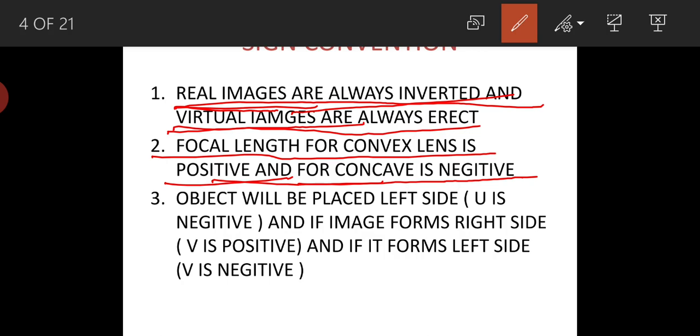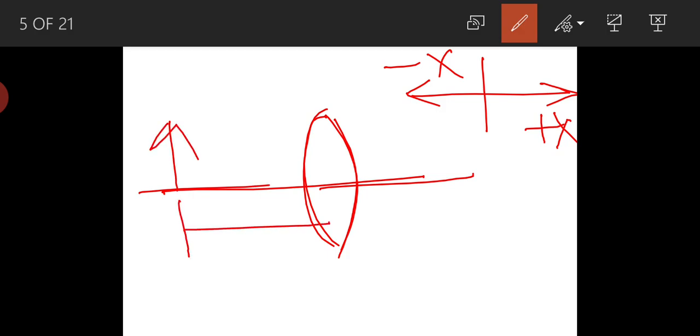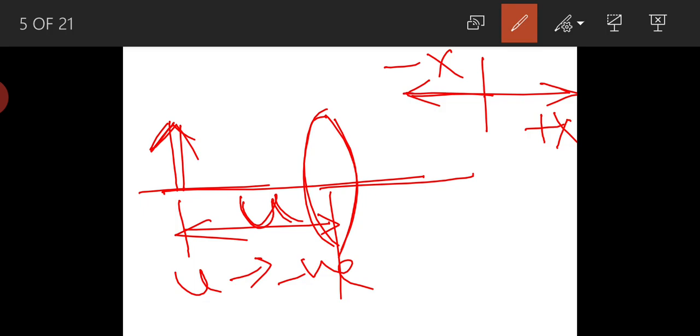When object is placed left side, for example, if this is convex lens, then compare this with coordinate axis. That is, for coordinate axis, right side is positive x-axis and left side is negative x-axis. Similarly, if this is concave lens and when object is placed left side, object distance is from the center of the lens to the object, that is u. Since we are placing object left side, u is always negative because left side is negative x-axis. So u is always negative.